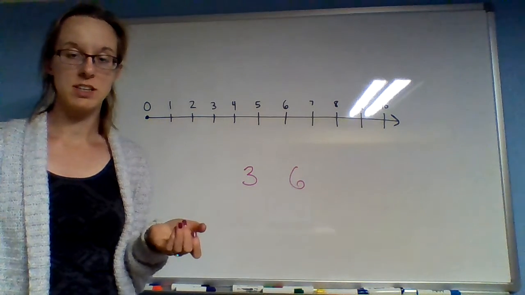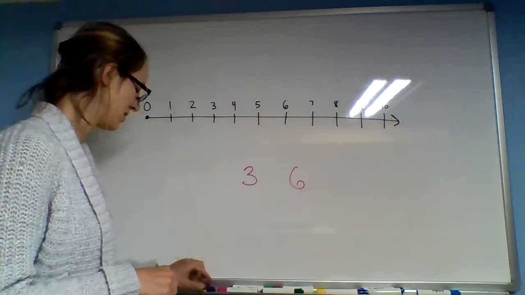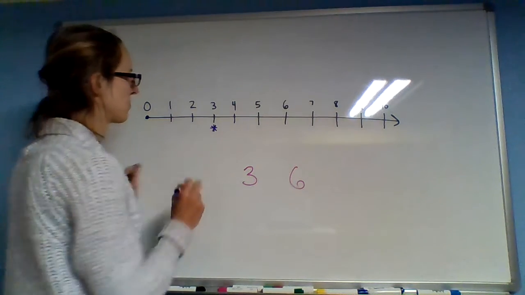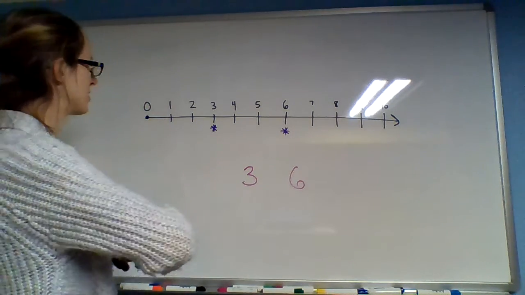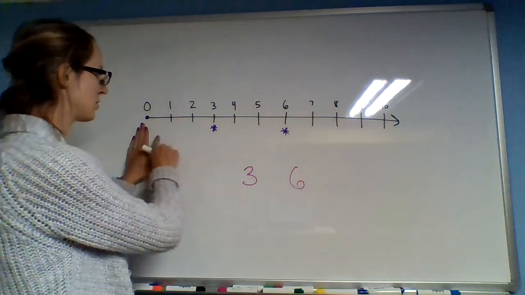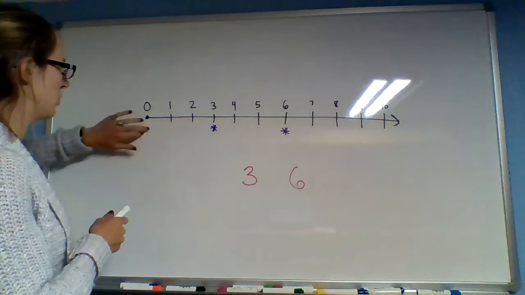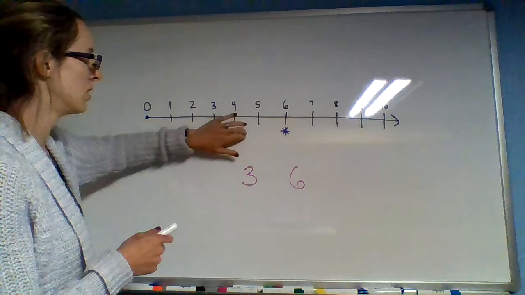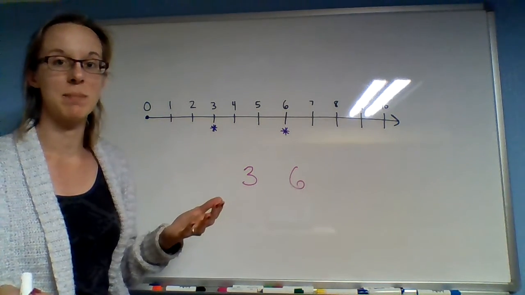Well, I could use the strategy that I just showed you, make your tens frame, figure out which one has more, or I could look at my number line. 3 is right here. 6 is over here. Whichever one is farther away from 0 is going to be the bigger number. So 3 I get to first. If I'm traveling from 0, I'm on my walk, walking down the number line. I get to 3, and then I get to 6. So 6 is the bigger number.